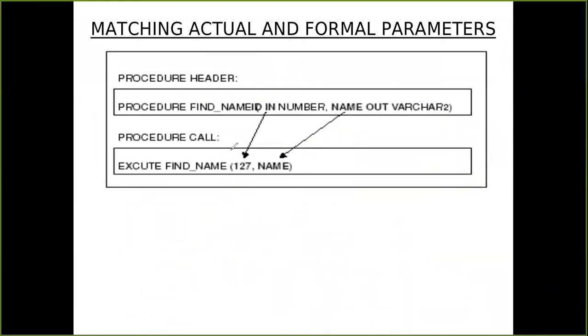This is an example of passing the values in the ordered positional way. For example, I have a procedure find name. The first parameter is id, a number. IN means input variable, id is the name of the variable, and number is the data type. Then name is an output variable of type varchar. If you call this procedure, find name 127 and name, then id will get the value 127 and name will get whatever the name value is here. So it is positional parameter matching.